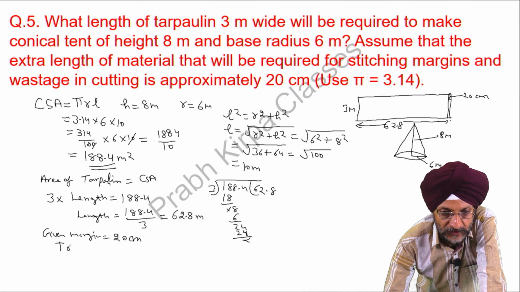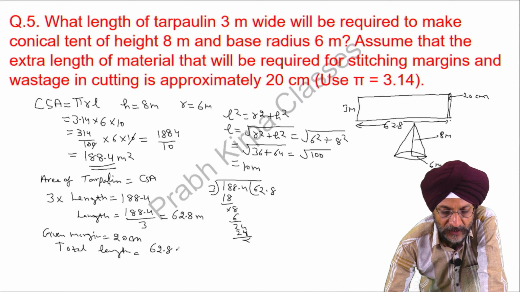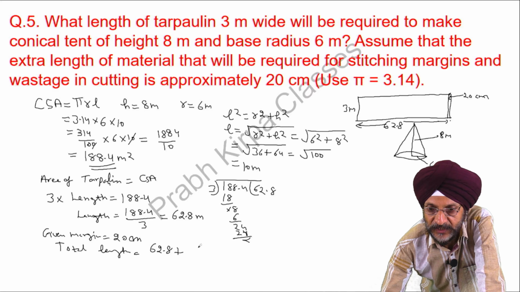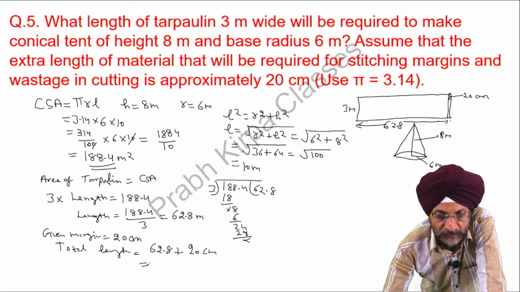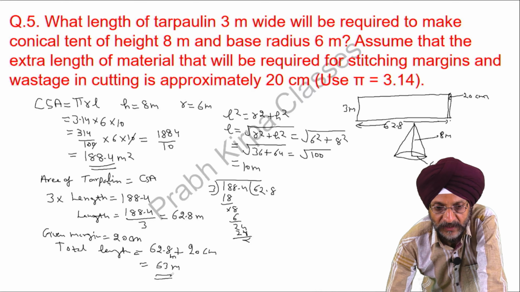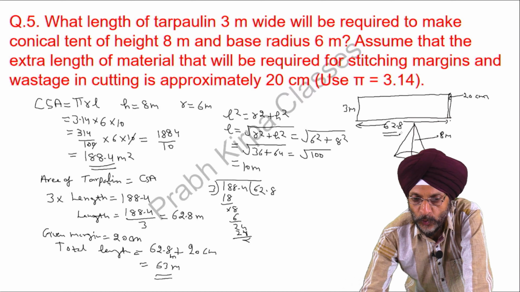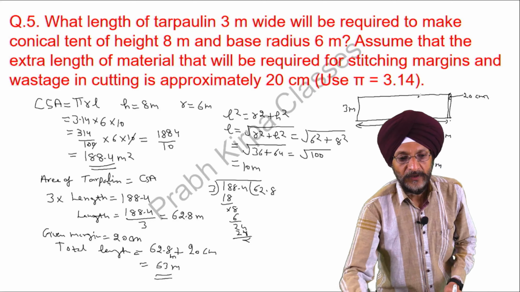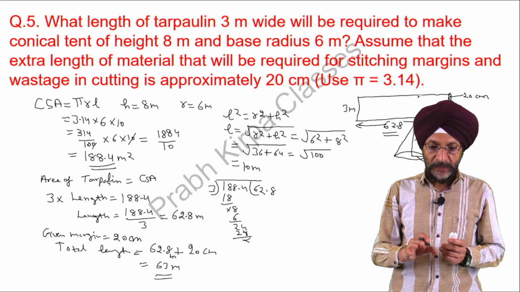So the total length is 62.8 plus the margin of 20 centimeter. When we add 62.8 meter plus 20 centimeter, it will come as 63 meter. This is the total length of the tarpaulin which is required. We have added 62.8 with 20 centimeter and found the total length of the tarpaulin. So we have been able to find the answer.